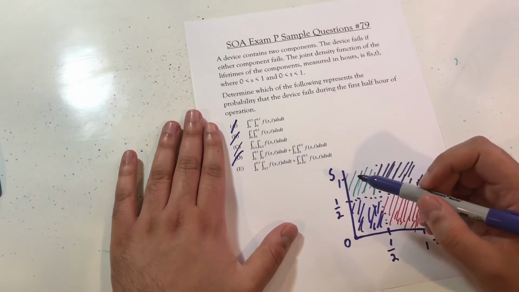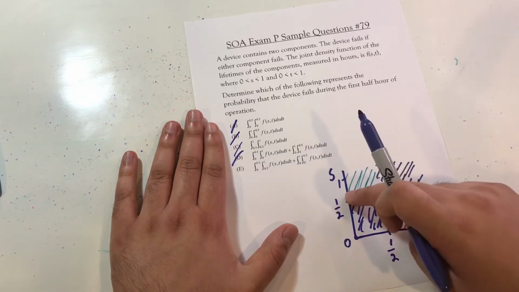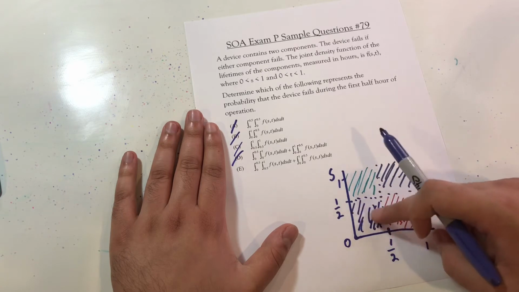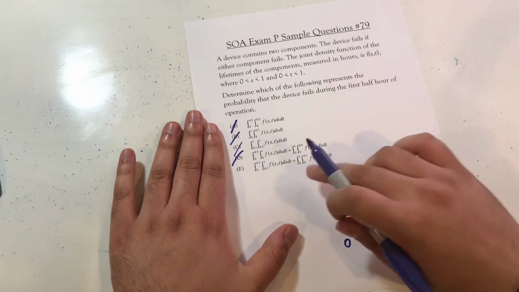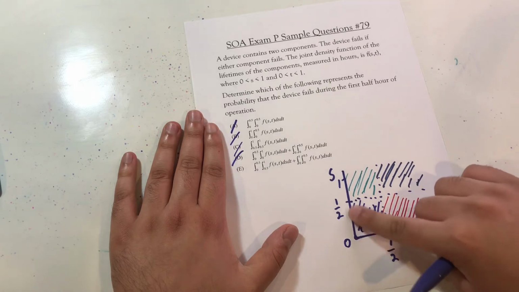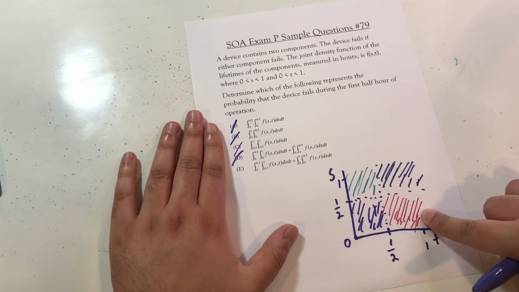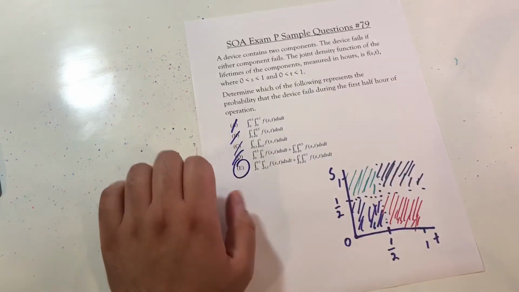Now, looking at the last one, we have 0.5 to 1 on ds, so here, and then 0 to 0.5 for t, so here, which just covers that section. And then we're adding on 0 to 0.5 on ds, so that would be here, and 1 to 0 for dt, so that would be here. And that actually does, in fact, cover the entire region. So our answer choice would be C.